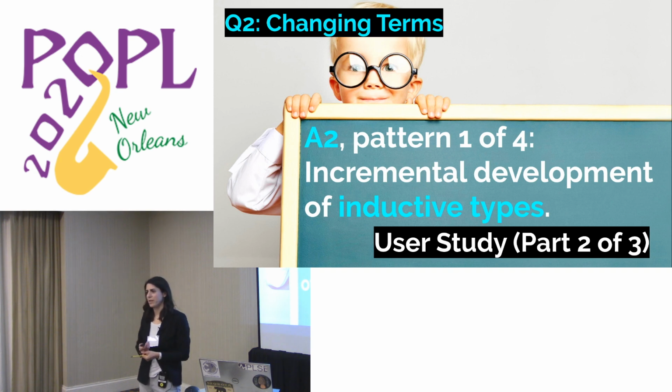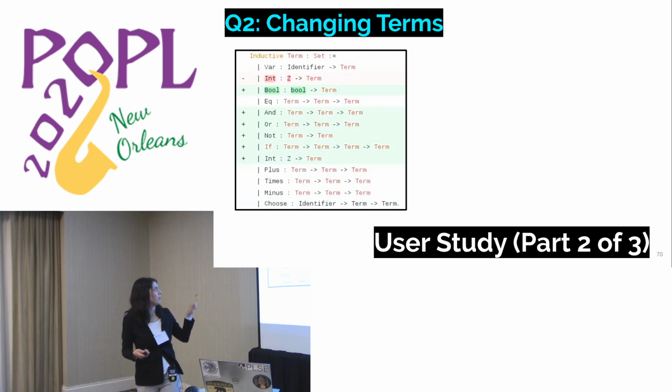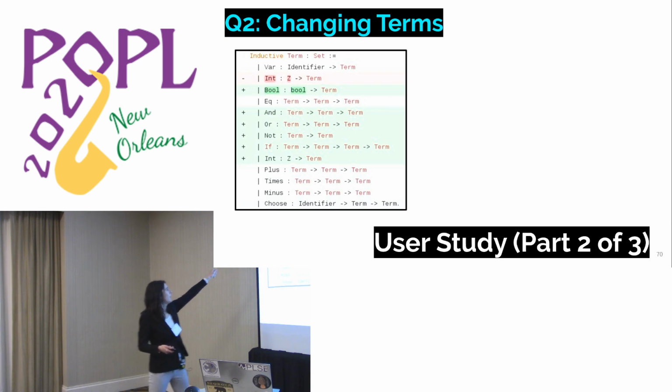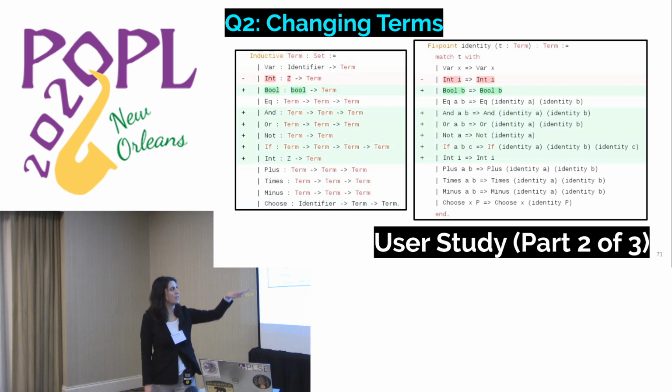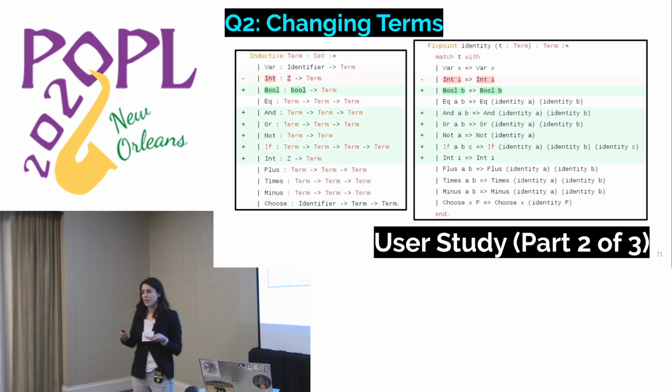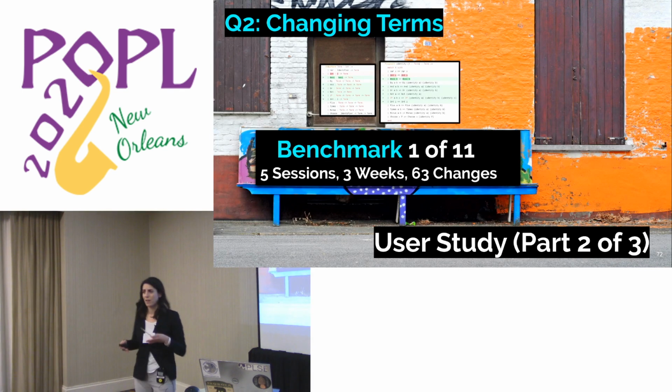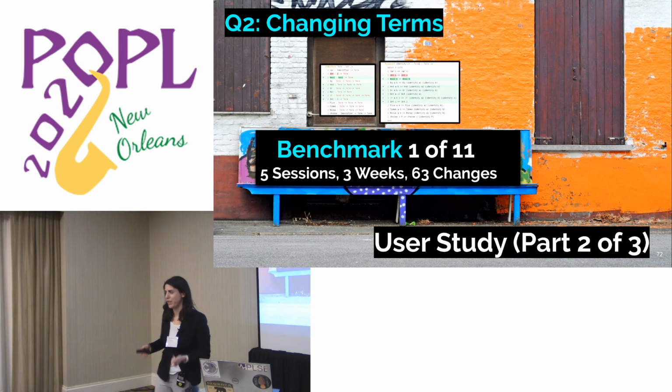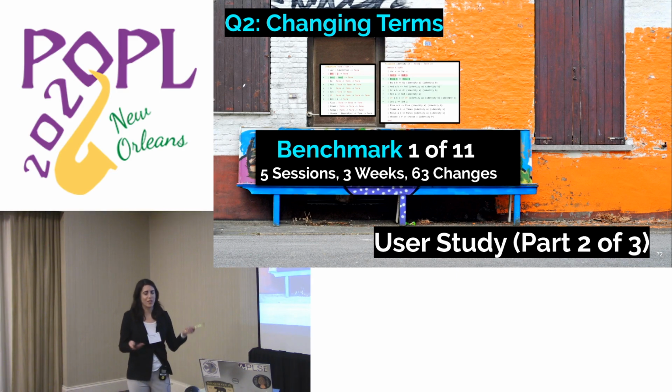Essentially, for 3 of our users, we found this pattern of extending inductive types, and then also extending definitions and other inductive types that depended on them. So here's an example from an intermediate user. This user added a whole bunch of constructors to this term type and moved this int constructor down. And the user then made the exact corresponding change inside of this identity fix point. And actually, this is just a really small snapshot of a much larger change that spanned 5 sessions, 3 weeks, and 63 changes, all related to this change in term.